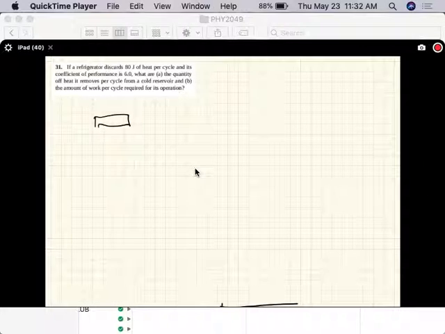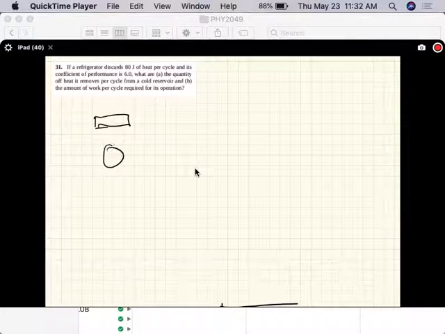So just like the heat engine, we'll draw a diagram. So here's a cartoon diagram for a refrigerator. This is the cold temperature, hot temperature. You're removing heat from the cold reservoir. So this is what a refrigerator does. This is the heat that's removed from inside the refrigerator.